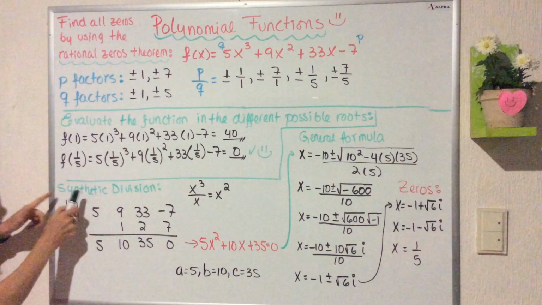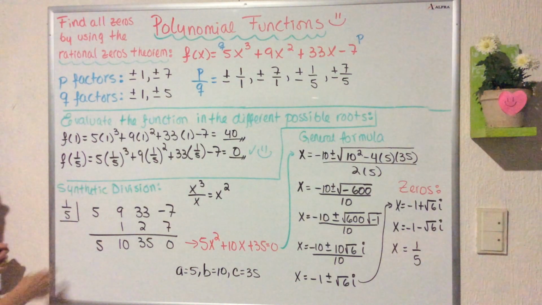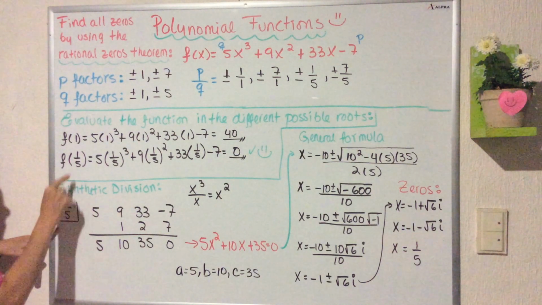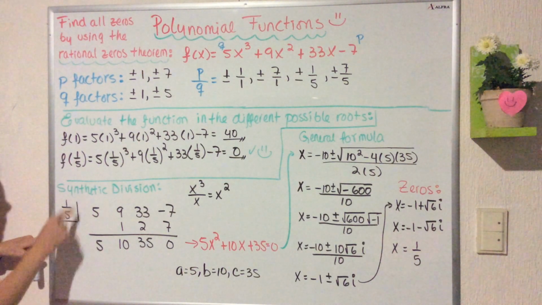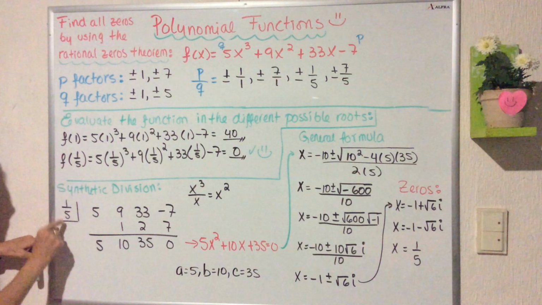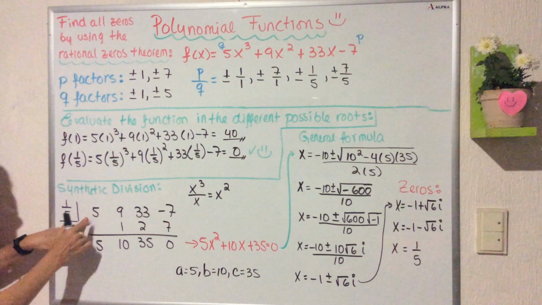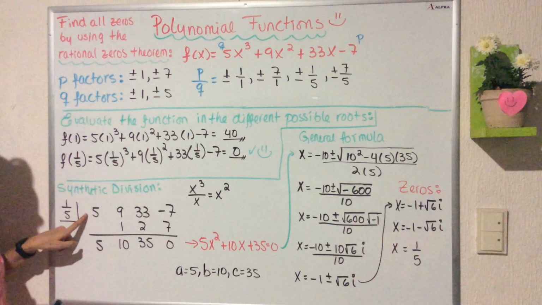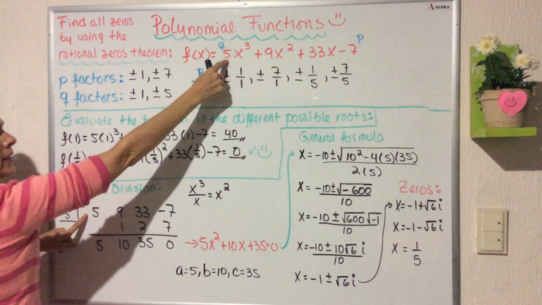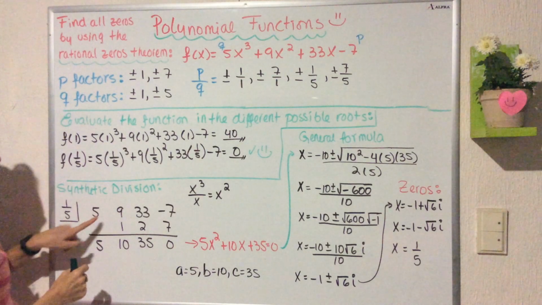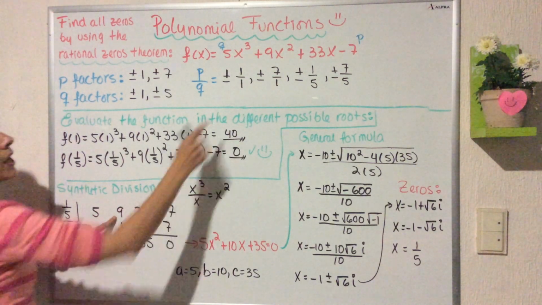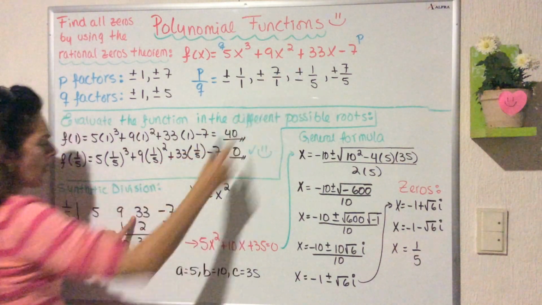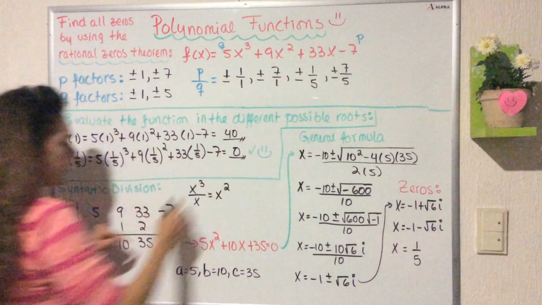Now, let's continue with the synthetic division. Remember, dear students, I'm going to write here in this little square the root that we have found, which is 1/5. And then I'm going to write here the coefficients of the original polynomial function. In this case, the leading coefficient is 5, so I am going to write here 5. And then the next coefficient is positive 9, and then positive 33, and then negative 7.